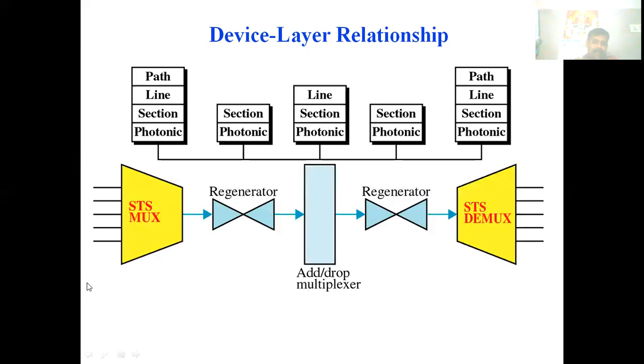So next one, device layer relationship. Even though SONET has 4 layers, all the devices are not using the 4 layers. The STS multiplexers and demultiplexers use the 4 layers, but the regenerator uses only 2 layers, and the add-drop multiplexer uses only 3 layers. So this is the device layer relationship.